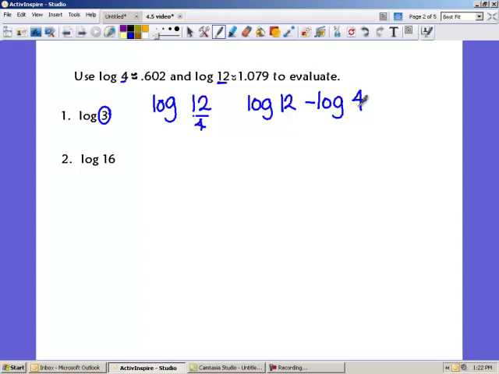They tell you what the log of 4 is, and they tell you what the log of 12 is. So now we just subtract the two answers and we get 0.477.